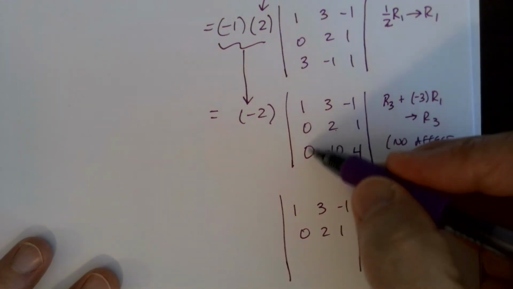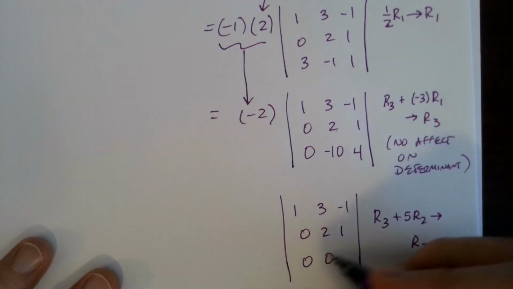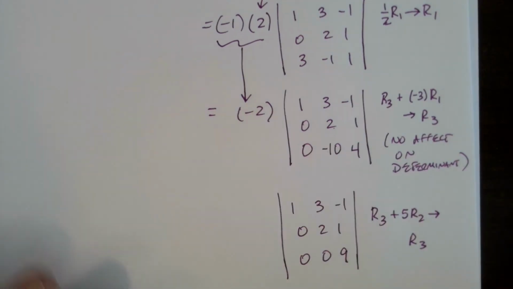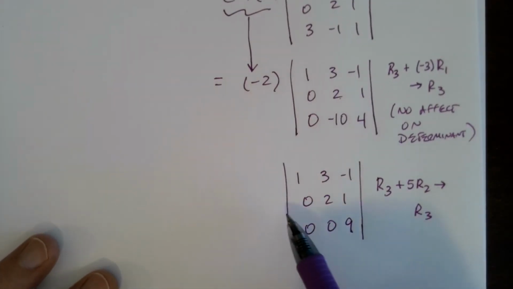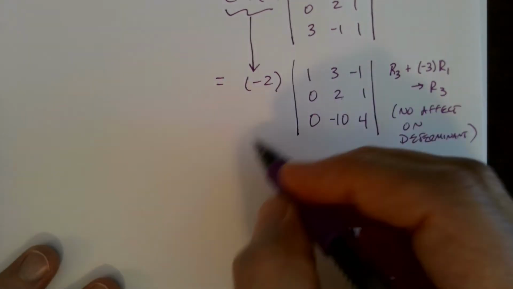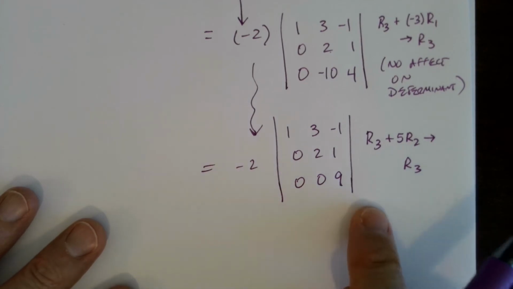So 5 times 0 added to 0 is 0. 5 times 2 is 10 added to negative 10 is 0. 5 times 1 is 5 added to 4 gives me 9. Okay, so I am not quite getting this in row echelon form, and that's okay. Don't forget I still have this negative 2 down here times the determinant of all this.